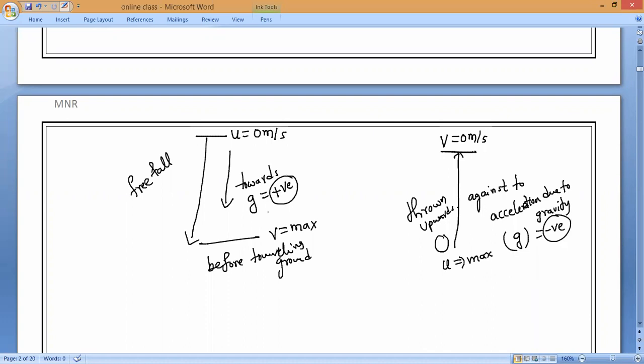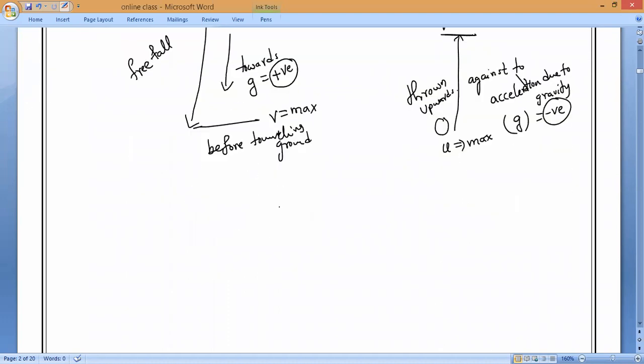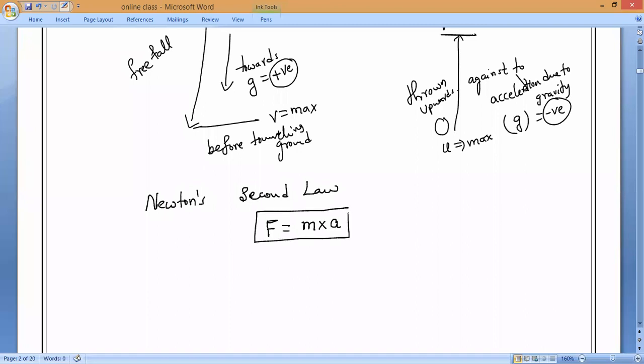Now, observe very carefully one more thing. Newton's second law. What is Newton's second law? We studied it in the second chapter. Force F is equal to mass into acceleration, the acceleration of a body. So force F is equal to mass into acceleration.